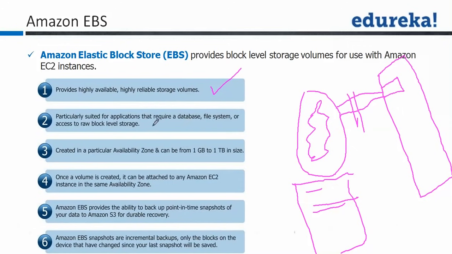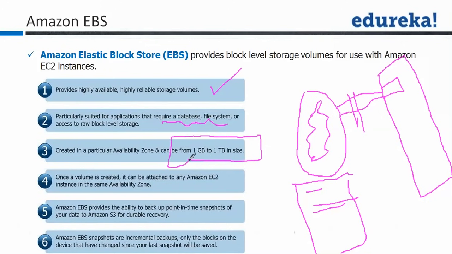It's mainly suited for applications which require a database file system. So when you need an operating system for a database, everything, when you need persistent data, this is the thing to go for. It starts from 1 GB to 1 TB in size.